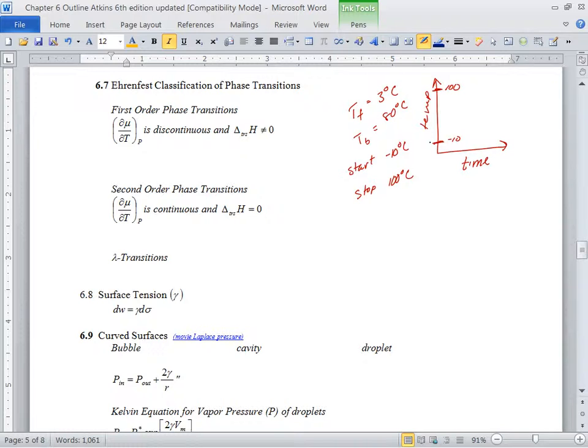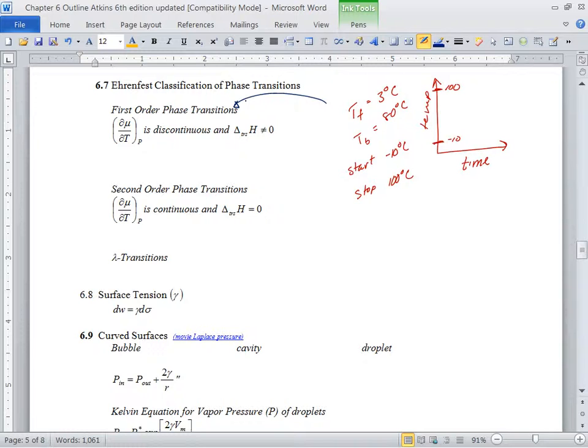Now this compound is obeying first order phase transitions. It could be water. It could be whatever compound. Well, it's not water because it doesn't freeze at 3 and boil at 80. It would go from the -10 up to 80 and then make it discontinuous. Okay, we're getting there.